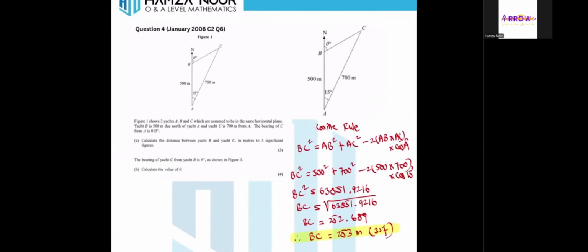252.689, and we need to give our answer correct to three significant figures. So therefore, the length of BC is 253 meter correct to 3SF. This is the requirement of part A.